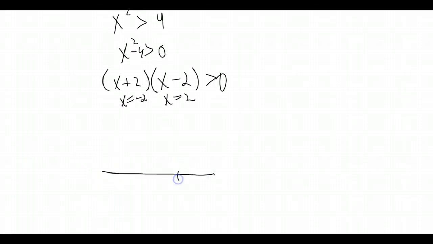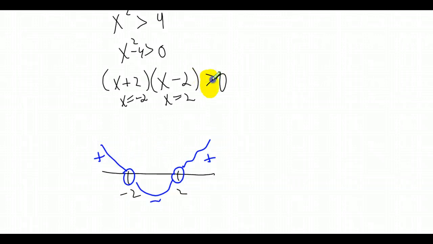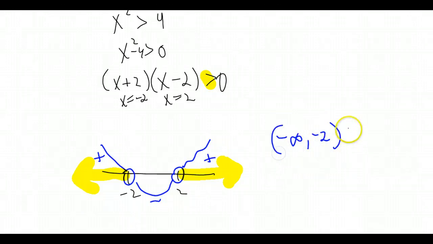Draw your line to -2. These are both open circles. Plug in a big number like 10. 10 plus 2 is positive. 10 minus 2 is positive. Starts here. Positive, negative, positive. What part of the graph do I want? I want it bigger than 0. So I want this interval of the graph, and this interval over here of the graph. These two intervals are positive. So my final solution would be -infinity, comma, -2, union with 2, comma, infinity. So the only parts that are not a solution are in between 2 and -2 there.